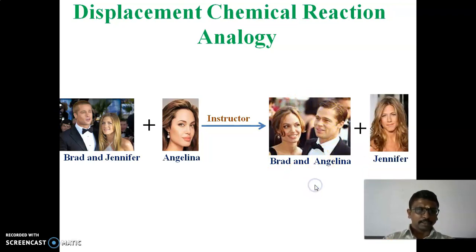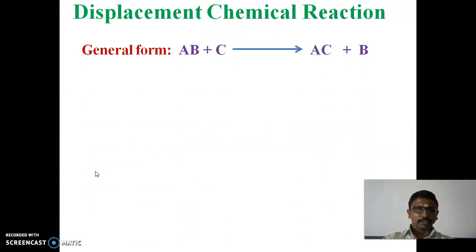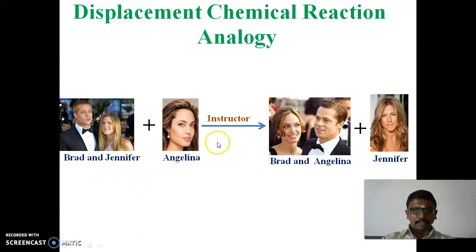So instead of Jennifer, Angelina will be paired with Brad, and Jennifer is alone. So this is known as the analogy. The analogy means the displacement will be taking place here. Instead of Jennifer, Angelina will displace her, because Brad and Angelina are good dancers compared with Jennifer. That's why they will displace her.